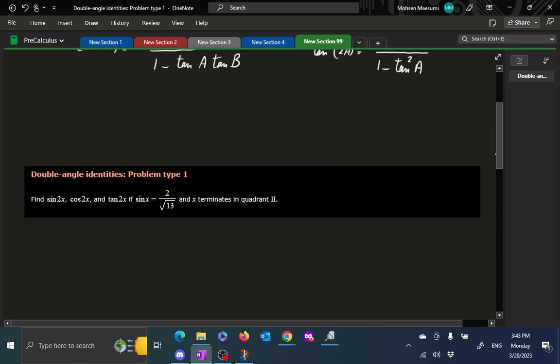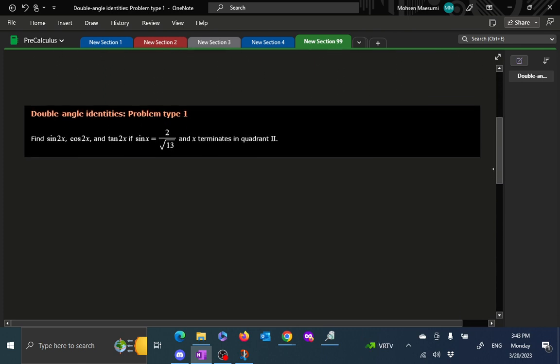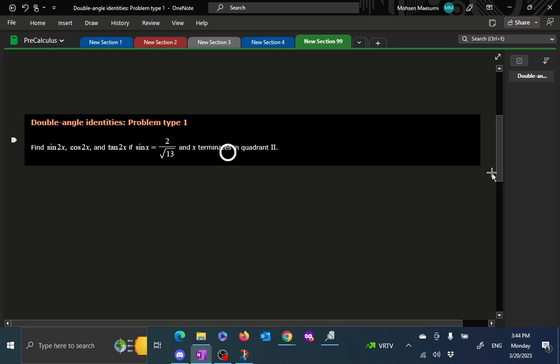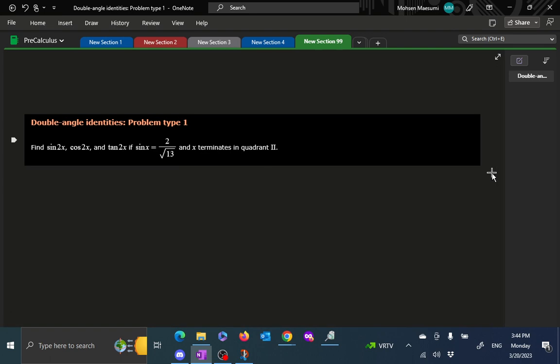So what are the type of questions we see here? Here is a kind of question that's common in this section. Some information about an angle is given. For example, sine of an angle is given to be this fraction, and also we are told that our angle is in a certain quadrant. What is it that we are supposed to find? We are supposed to find sine of 2x, cosine of 2x, tangent of 2x, and similar expressions.